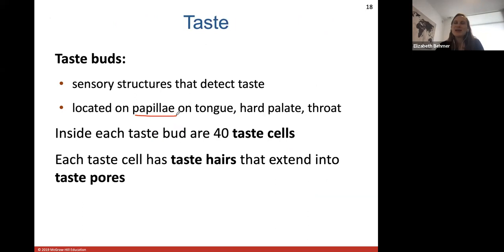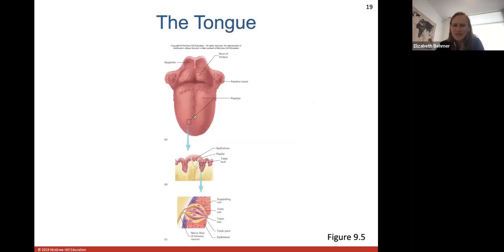Your taste buds, and I always like to describe this to students, the taste buds are not the bumps on your tongue. The bumps on your tongue are papillae, and then each papilla has taste buds embedded within it. Inside each taste bud, there are 40 taste cells, and each taste cell will have taste hairs that extend into taste pores. So here we have the tongue.